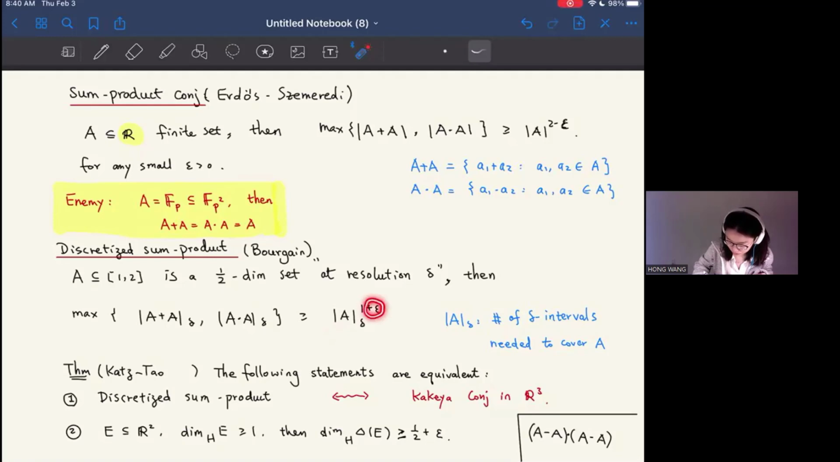However, this epsilon is quite non-trivial to obtain. Perhaps ideally we would want this to be the delta covering number of A to the 2 minus epsilon, as in the conjecture, but it's unknown whether this is true.